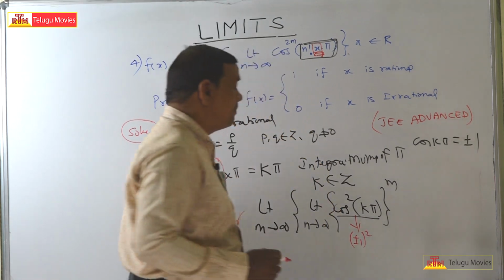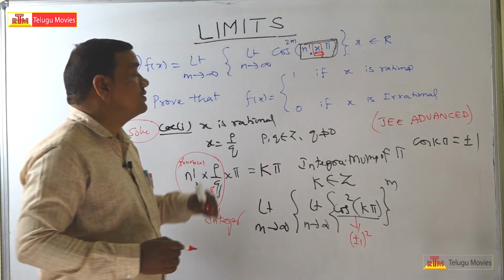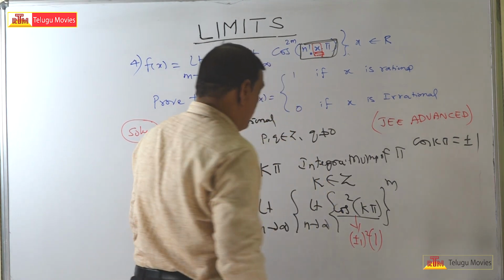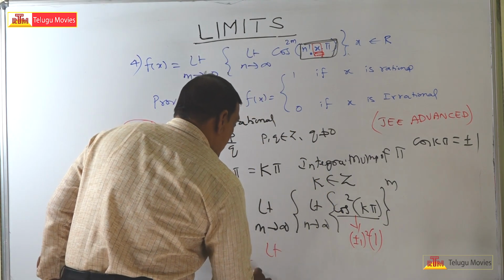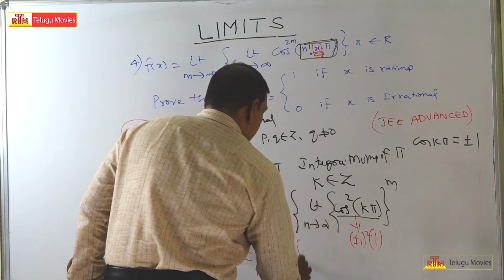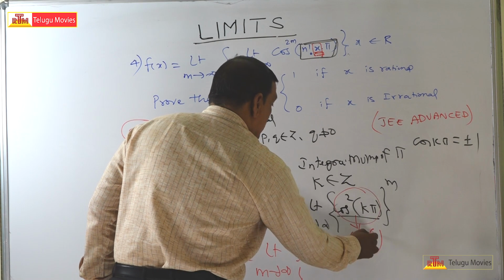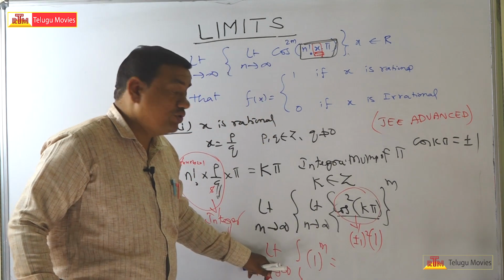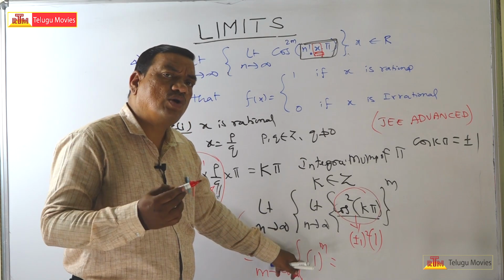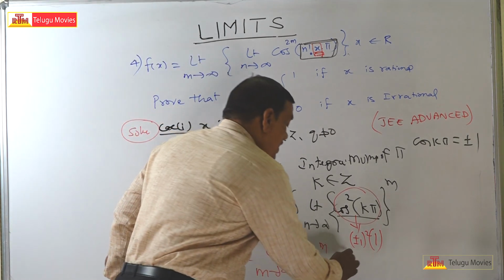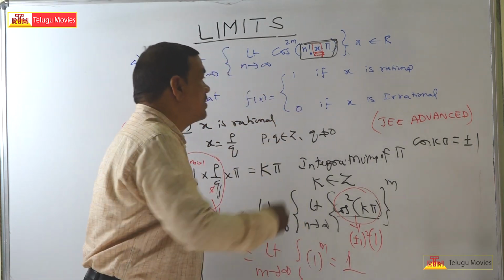Plus or minus 1 whole square means 1, that is 1 to the power of m, with limit m tends to infinity. So, this whole thing will become 1 power m, as m tends to infinity. So, 1 to the power, how many times you can raise? This value is 1. That's all.